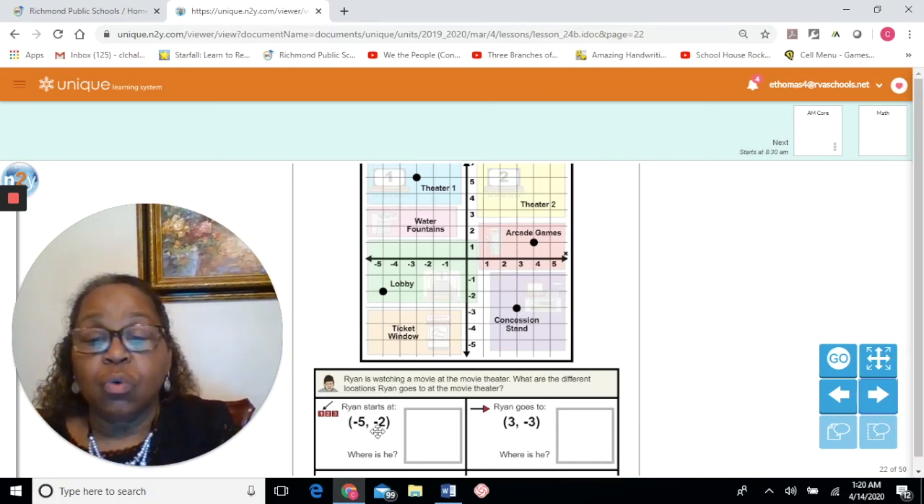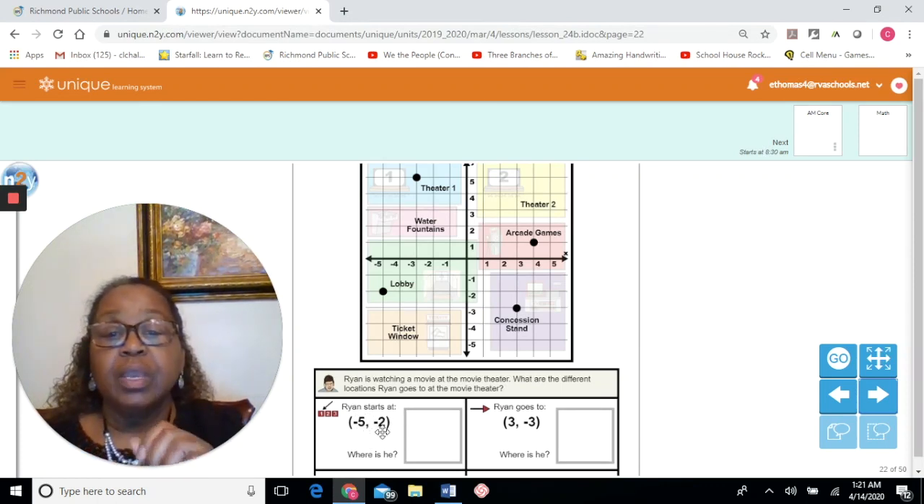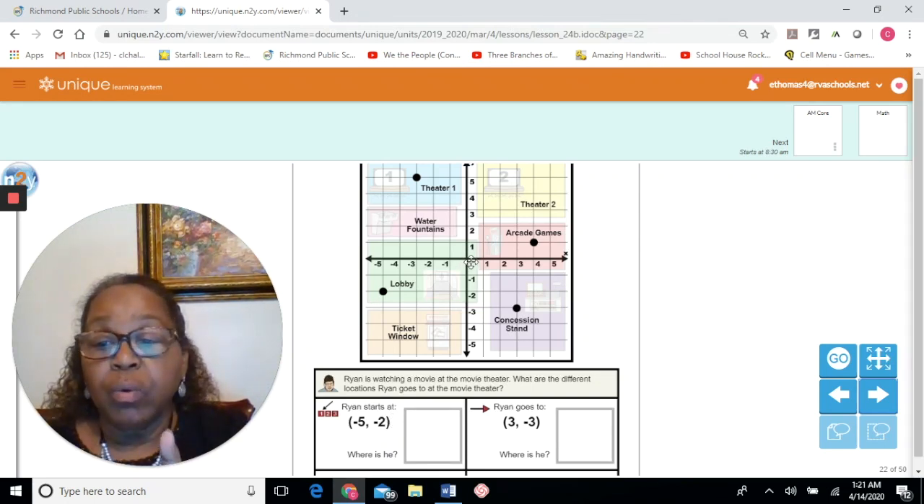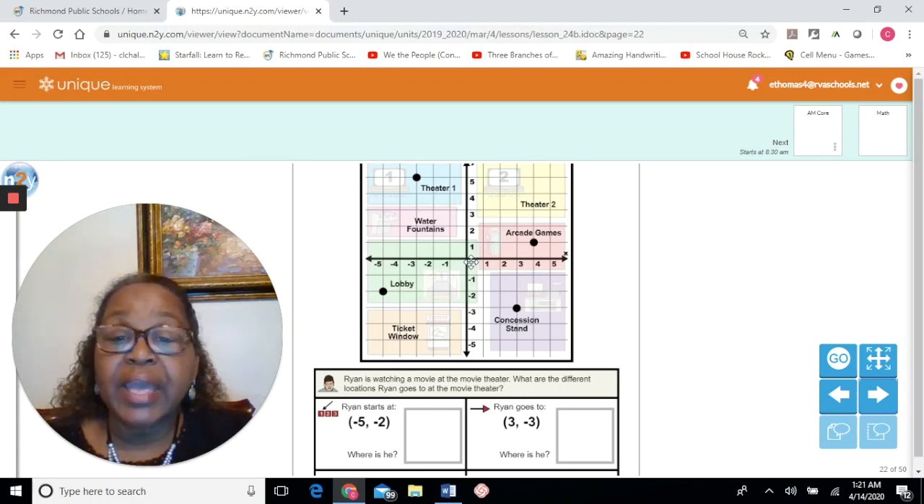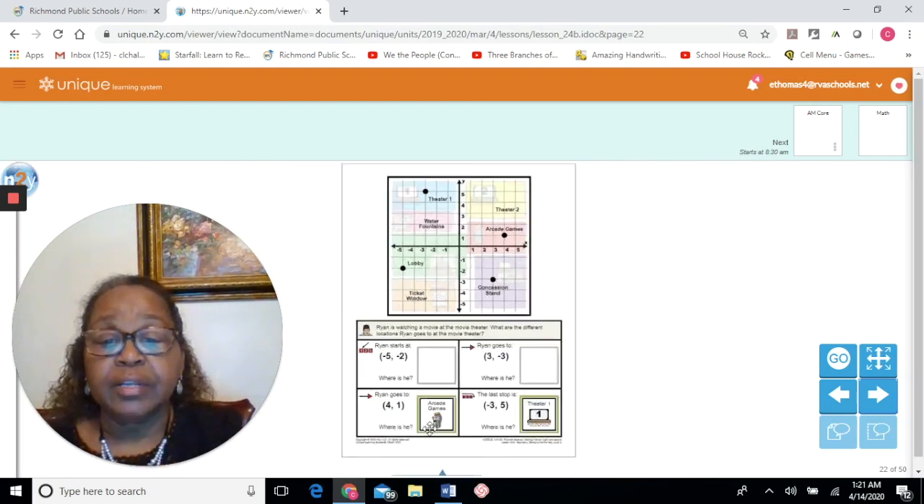Our first ordered pair is -5, -2. There's always a comma in between, and they're always in parentheses. -5, -2. First, we go to our point of origin here, which is 0. We always use the first number on our x-axis. So the x-axis says -5. We move here. And on our y-axis, which goes up and down, we want to move -2. On the y-axis, the negative numbers go down. 1, 2. It says we're at the lobby. Let's see if we're right.